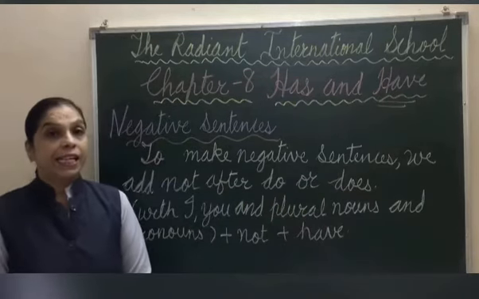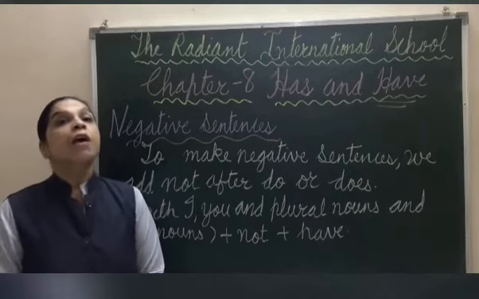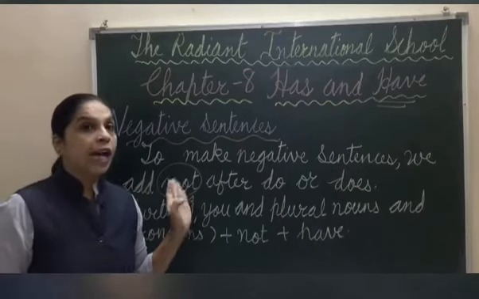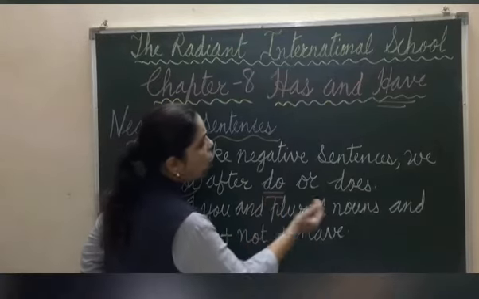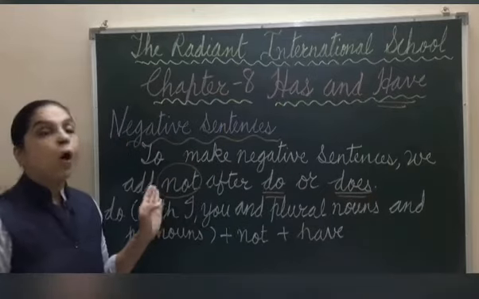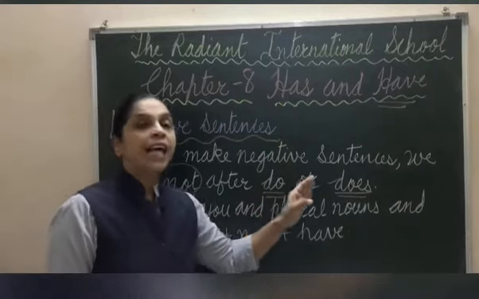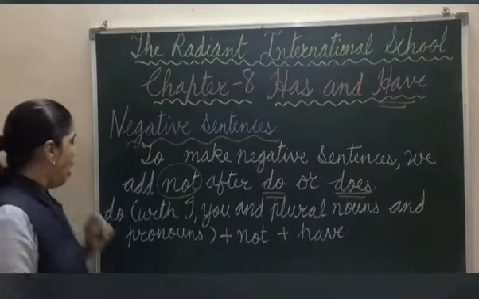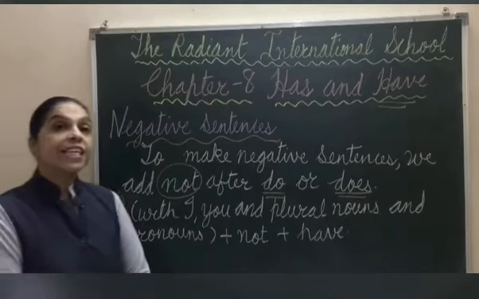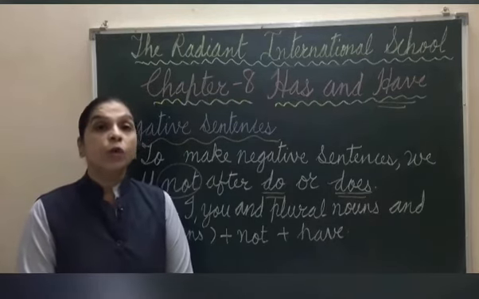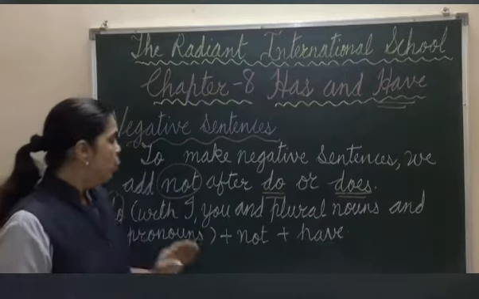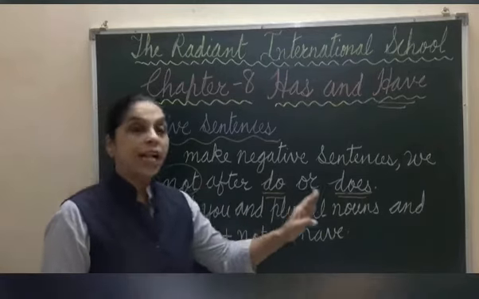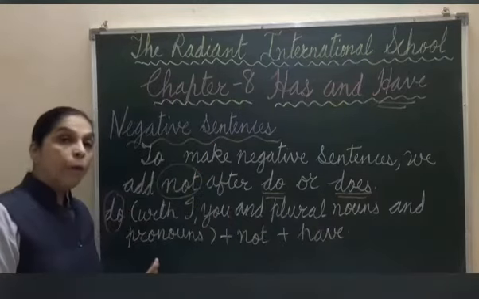नेगेटिव सेंटेंस बनाने के लिए हम क्या करेंगे? वी एड नॉट, हम क्या एड करेंगे? नॉट आफ्टर डू और डस, किसके बाद नॉट एड करेंगे? डू या डस के बाद. नाउ व्हेन वी विल यूज डू, हम डू कब यूज करेंगे? किसके साथ यूज करेंगे? We use do with I, you and plural nouns and pronouns.